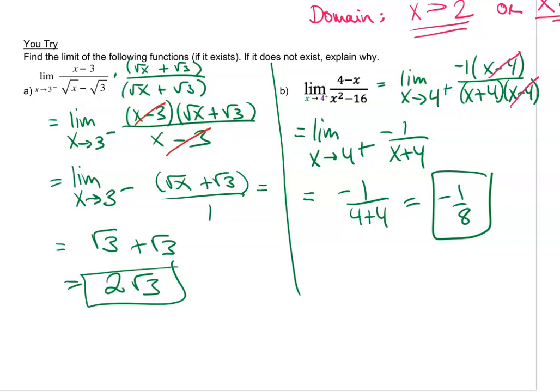And I'm taking the limit of that as x approaches 4 from the right. But again, this is one of those limits where the limit from the left would equal the limit from the right. So I can just plug 4 in at this point, right? Negative 1 over 4 plus 4 is just negative 1 over 8. And there's my limit.